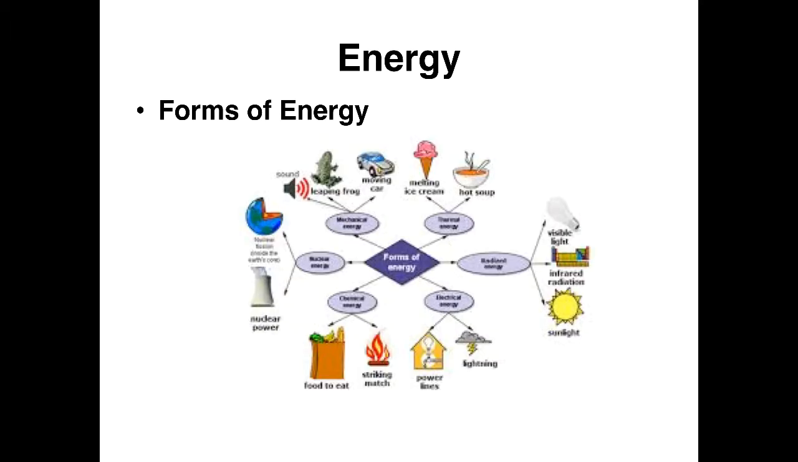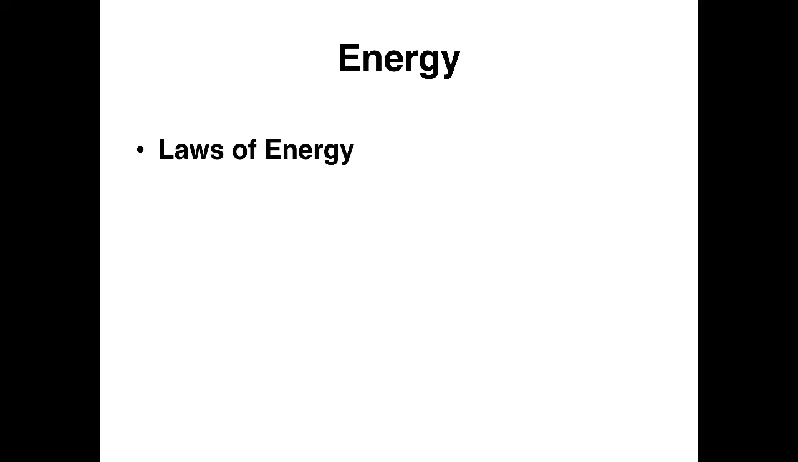So here's another way of looking at the various forms, and some that I didn't mention that are on this diagram. If you look at the bottom, for example, you can see that there's chemical energy and electrical energy. You can see on the left there's nuclear energy, and the ones that I have mentioned are mechanical, thermal, and radiant energy. And we'll come back and talk in more detail about mechanical and radiant energy.